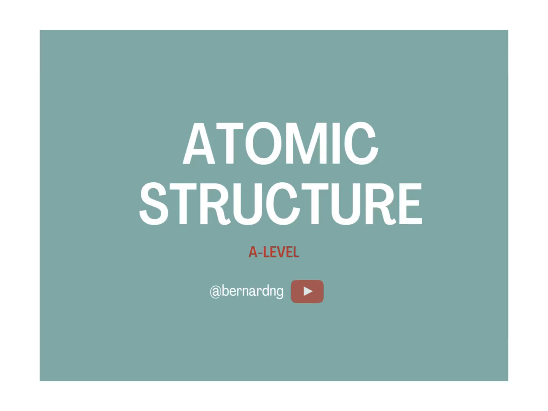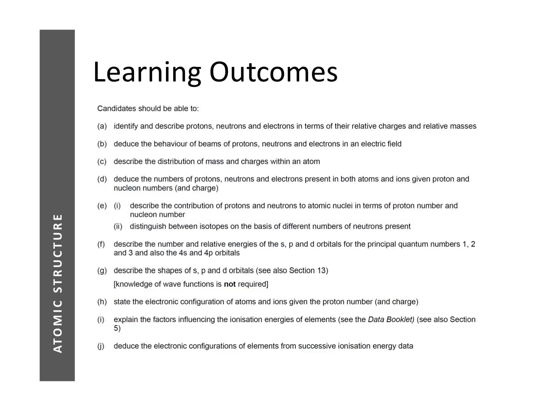In this video, we're going to look at atomic structure in the A-level syllabus. Now, from the learning outcomes, we can see that a lot of the chapter builds on what we have already learned in the O-level syllabus. For example, if you look at learning outcomes A to E, we have already covered most of it in the O-level syllabus. So if you are still unclear about any of the learning outcomes, I would strongly encourage that you watch the videos on atomic structure for the O-level syllabus before coming to this video.